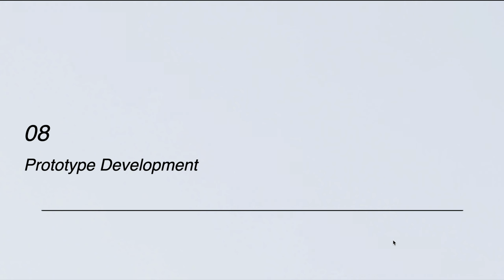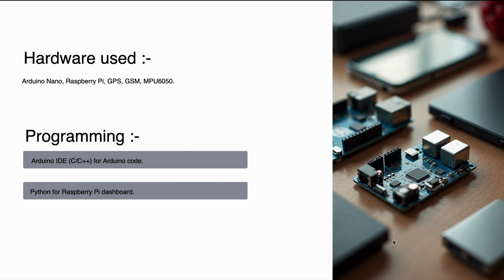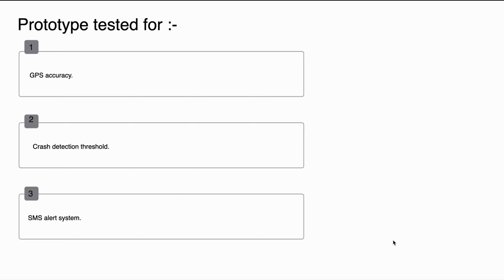The eighth part is the prototype development, meaning which hardware is used and how the programming will happen. The hardware we will use is the Arduino Nano, the Raspberry Pi, the GPS module, the GSM module, and the MPU 6050 sensor, which detects the crash. The second is how the programming will happen. We will use the Arduino IDE with C and C++ for the Arduino code, and we will use Python for the Raspberry Pi dashboard. The prototype will be tested for GPS accuracy, the crash detection threshold, and the SMS alert.